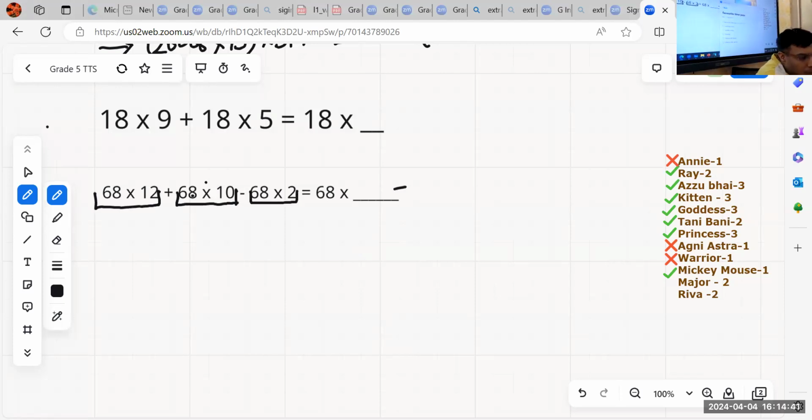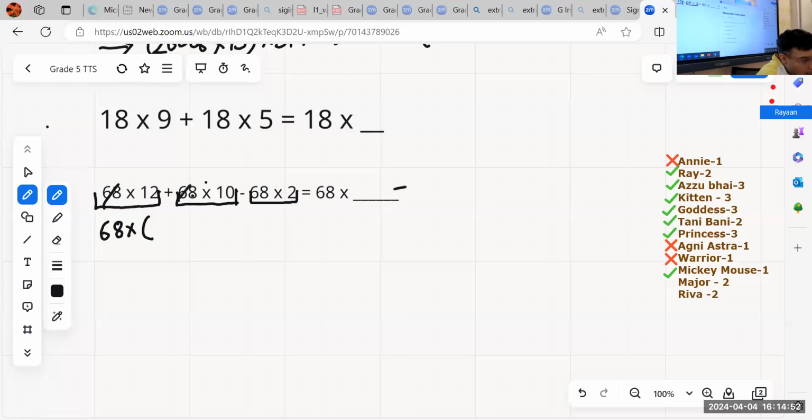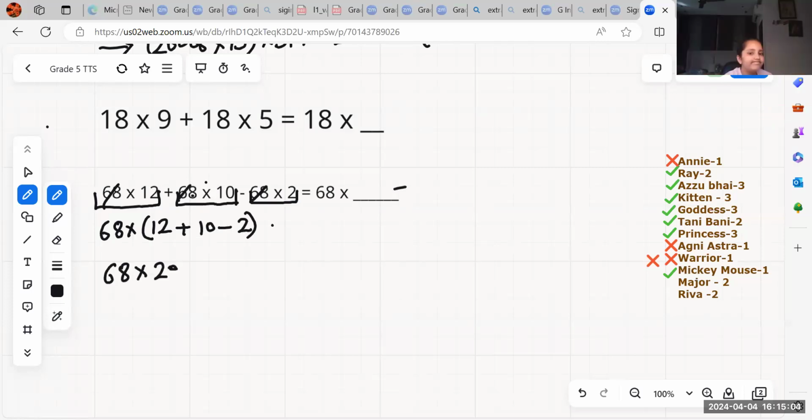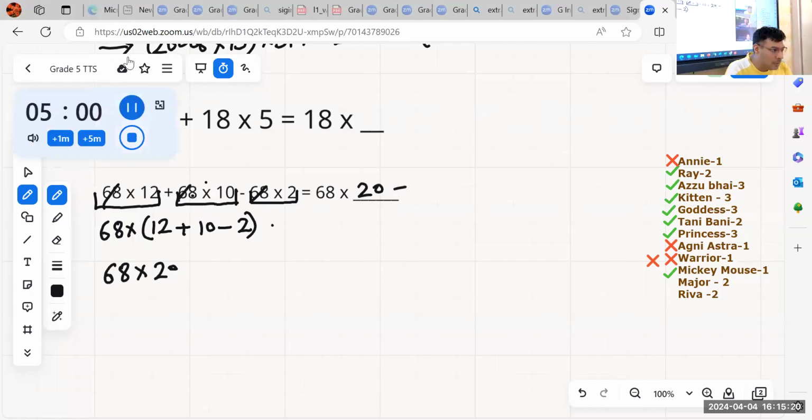So, three terms. Now, what is common in all these three terms? Sir, they have the number 68. Yes, sir. 68. So, I will do 68 multiplied by, I will cut 68 from all. 12 plus 10 minus 2. So, this gives me 68 times 20. So, my answer will be 20. Have you understood? Sir, I added two by chance. Okay. Have you understood? Yes, sir. So we will take a 5 minutes break. We'll resume after the break.